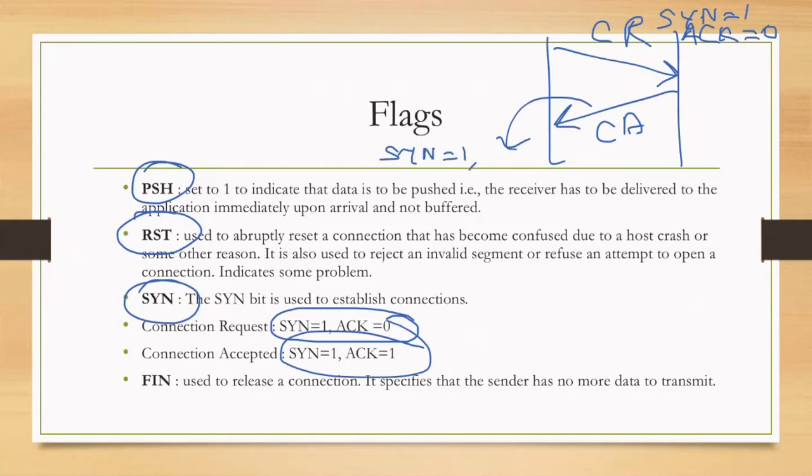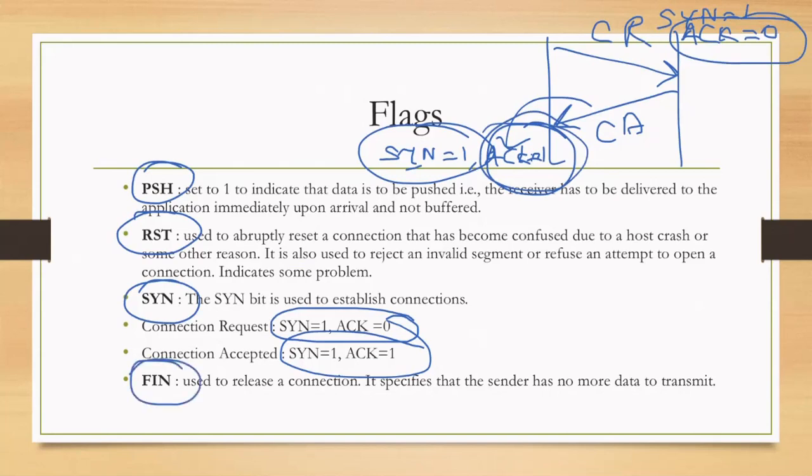And in case of connection accepted, SYN is 1 and acknowledgement is also 1. That means look at the acknowledgement field. SYN equal to 1 means this is a connection segment, either a connection request or a connection accepted message. How do you know which one? By looking at the acknowledgement field. If SYN is equal to 1 and ACK is equal to 0, it is a connection request. If SYN is equal to 1 and acknowledgement is also equal to 1, then it's a connection accepted.